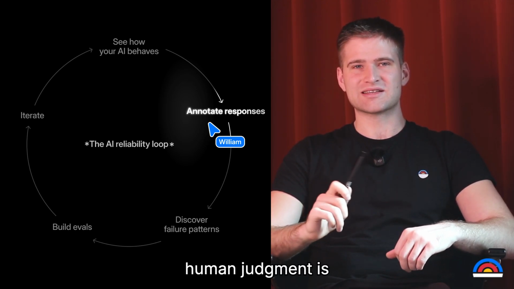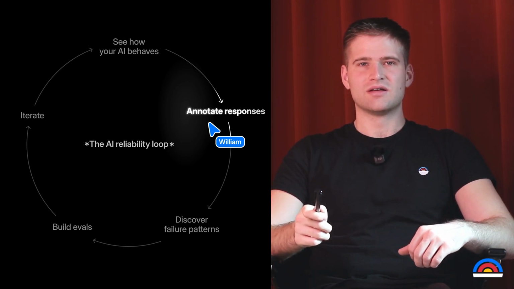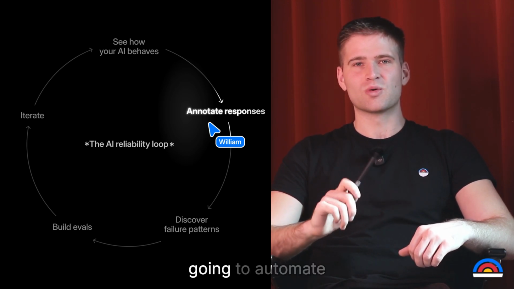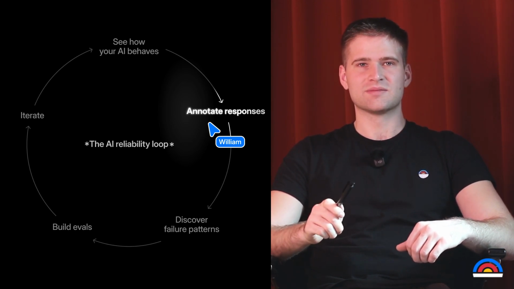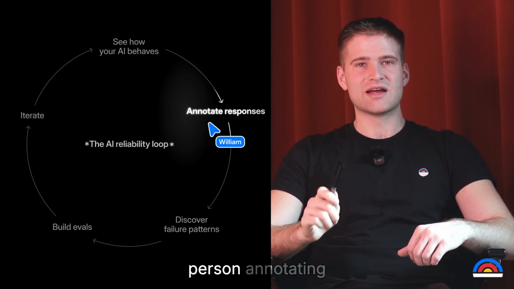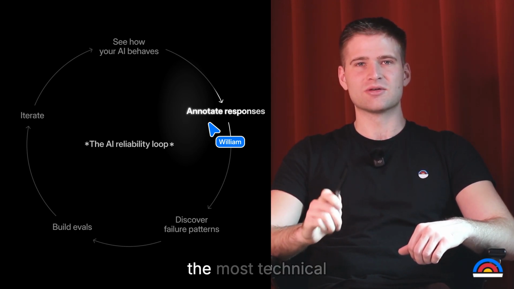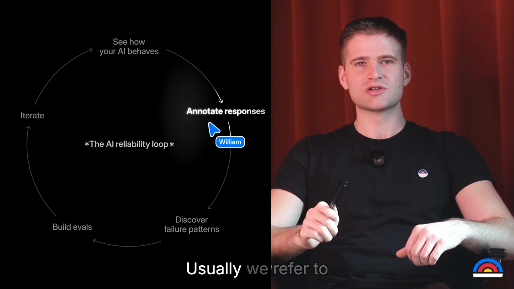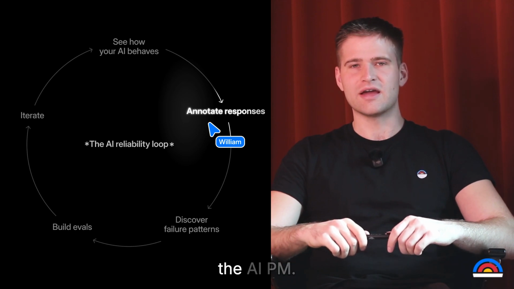Early on, human judgment is essential. This is one of the big things that a lot of teams improving their AI don't do. This is the one process that we're never going to automate with AI. The human is the one that needs to decide what a good output looks like, so then we can automate on top of that. We insist that for this process, the person annotating is the one who understands best what the product needs to output, not necessarily the most technical person on the team. Usually, we refer to this person as the domain expert. In most cases, that will be you, the AI PM.